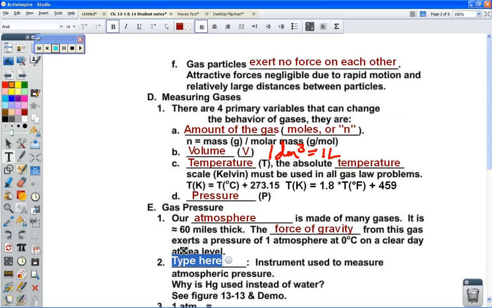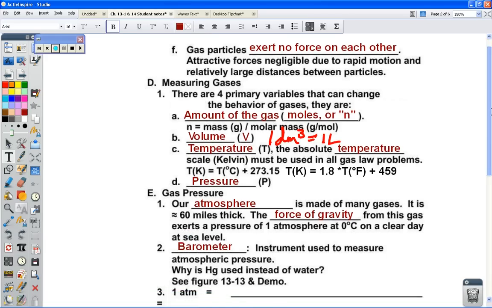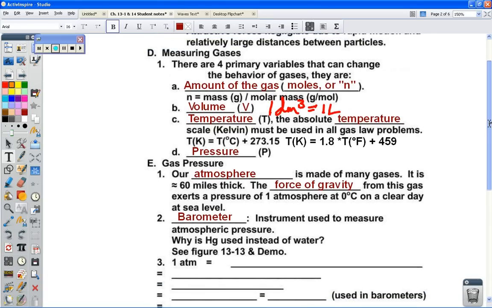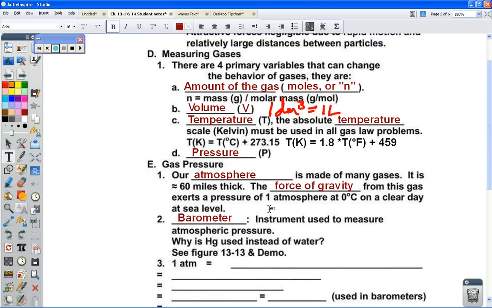What do we use to measure pressure? We use what's called a barometer. This is the instrument used to measure atmospheric pressure. We are going to have a demo right now. I'm going to try and demo this, and I'm going to have to stop the recording again.